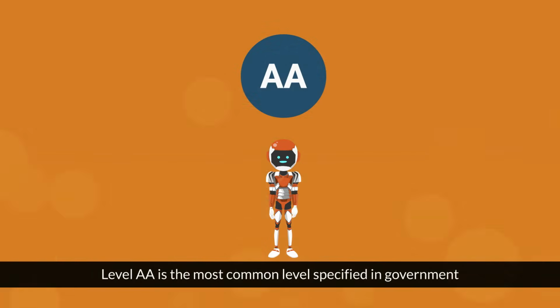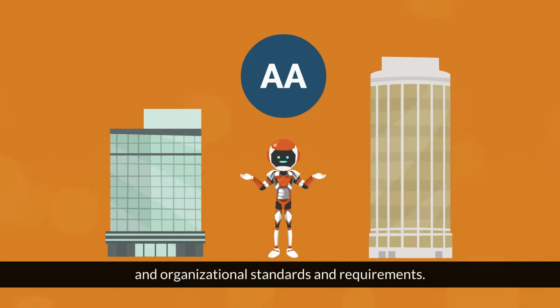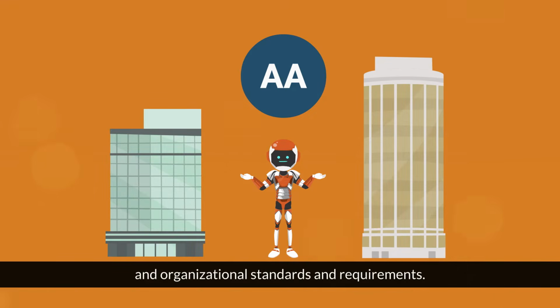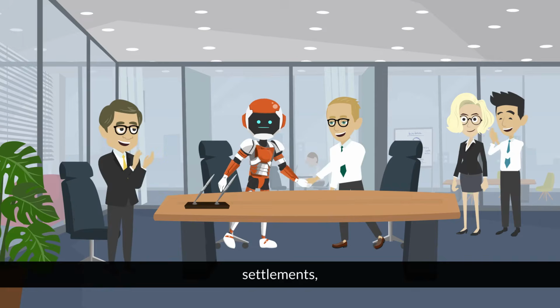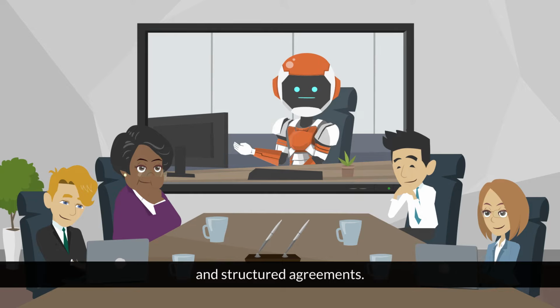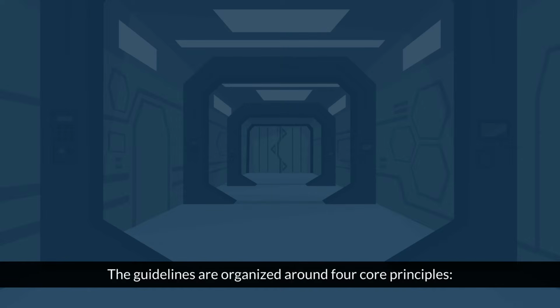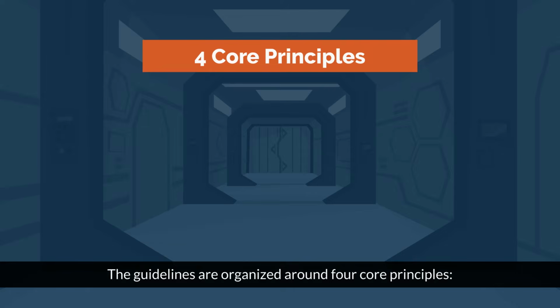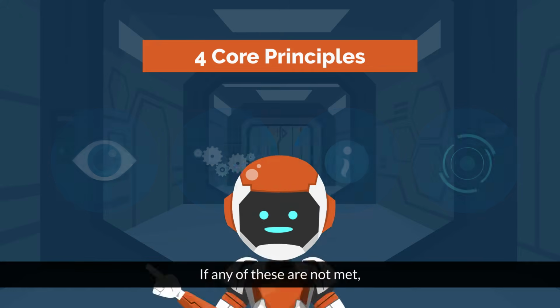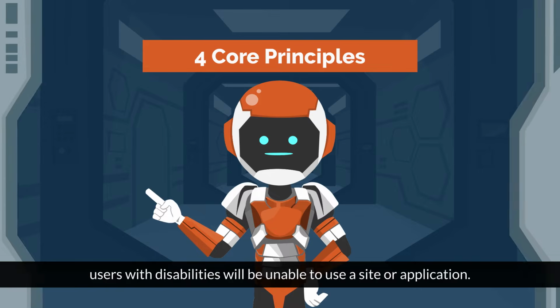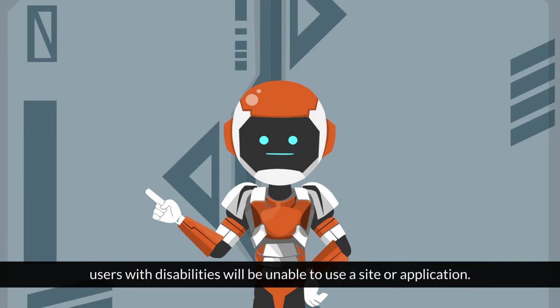The WCAG guidelines are organized around 3 levels of conformance: Level A, Level AA, and Level AAA. Level AA is the most common level specified in government and organizational standards and requirements. It is also the common level specified in lawsuits, settlements, and structured agreements. The guidelines are organized around 4 core principles: perceivable, operable, understandable, and robust. If any of these are not met, users with disabilities will be unable to use a site or application.